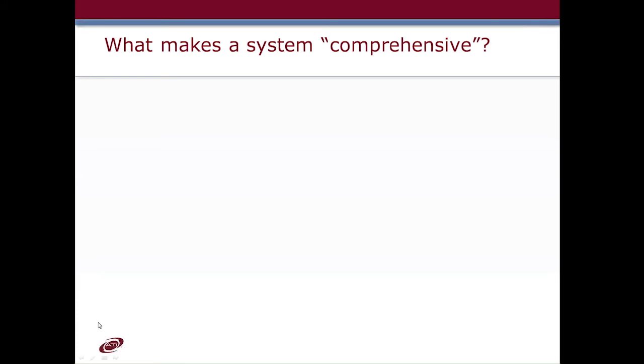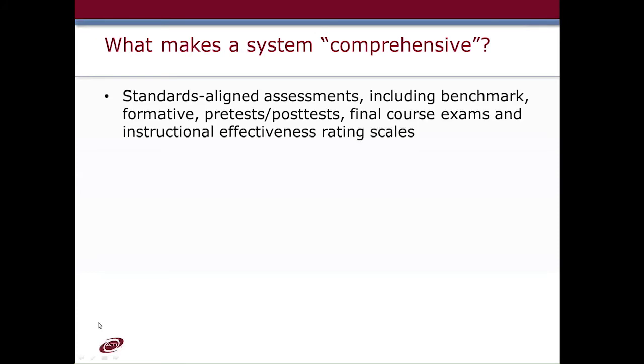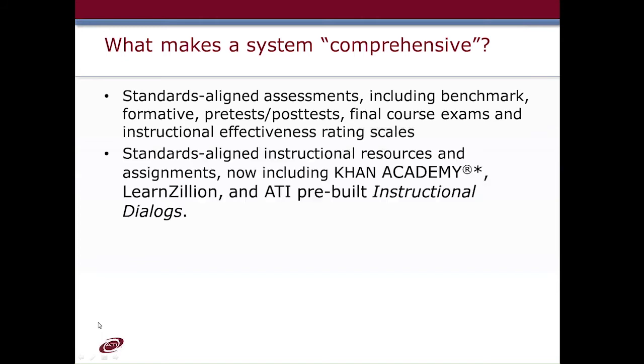So let's first look at what makes a system comprehensive. A comprehensive system is going to include standards-aligned assessments that we use for benchmark tests, pre- and post-tests, formative or classroom tests, maybe those unit tests or chapter tests that you may want to administer in your classroom. Final course exams can also be integrated into your testing system and aligned to standards. And then it should include some instructional effectiveness rating scales.